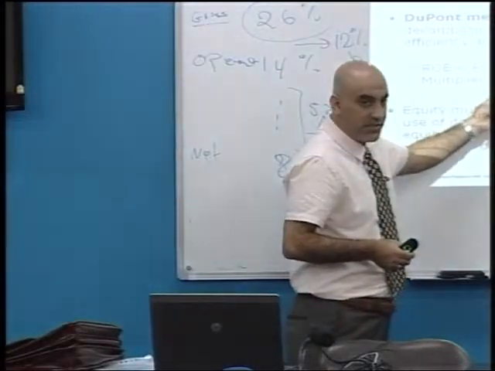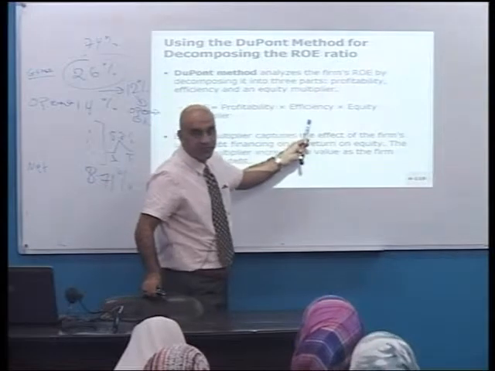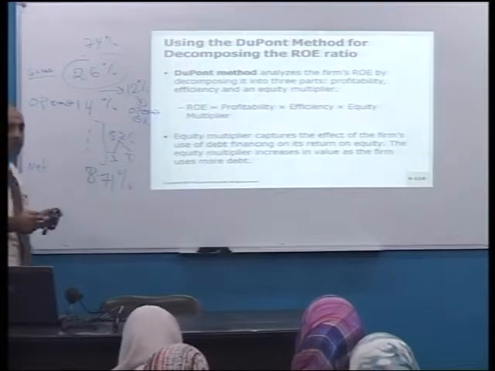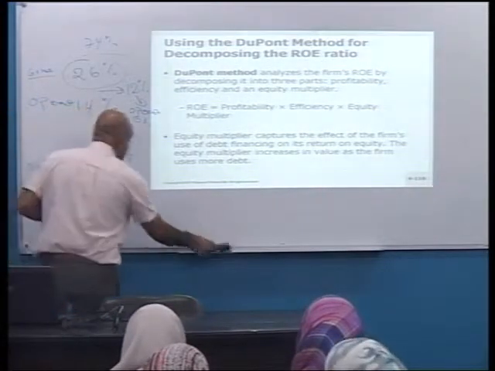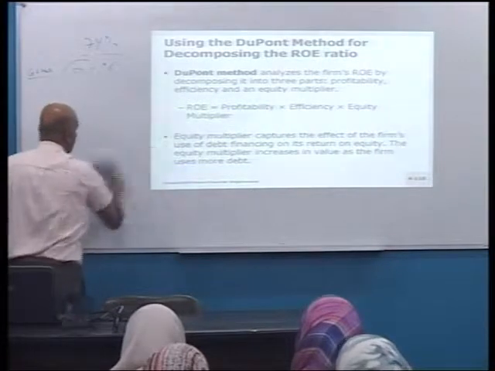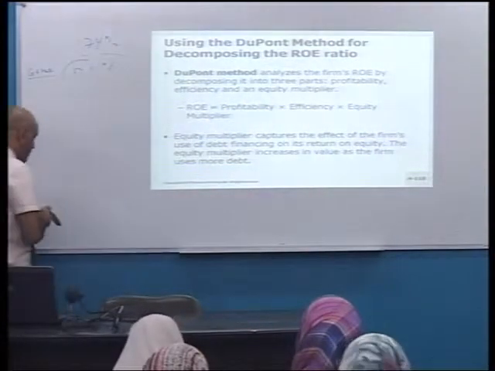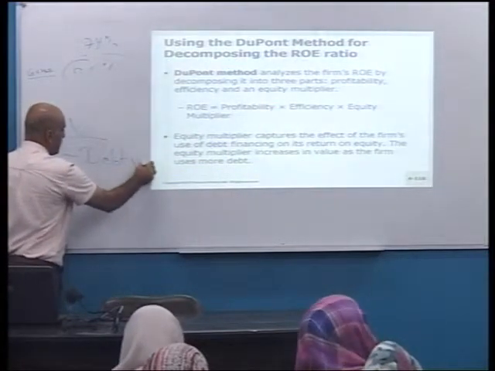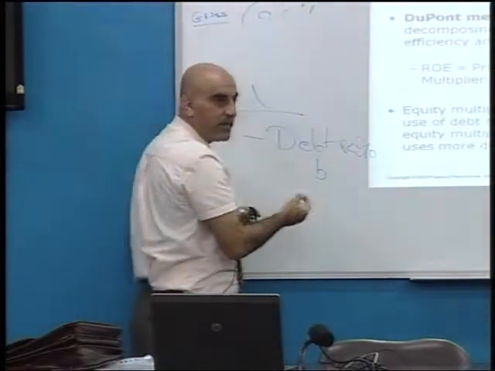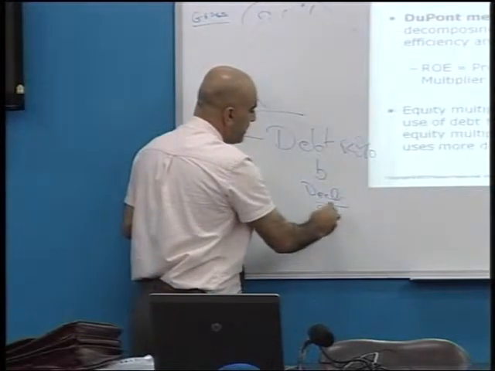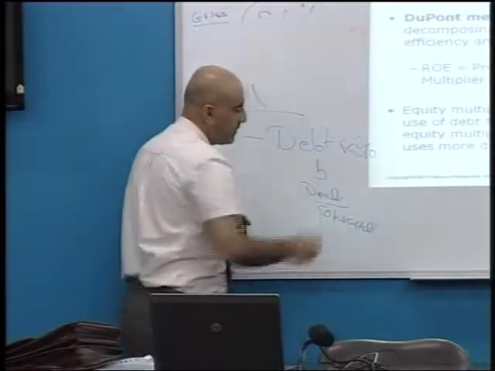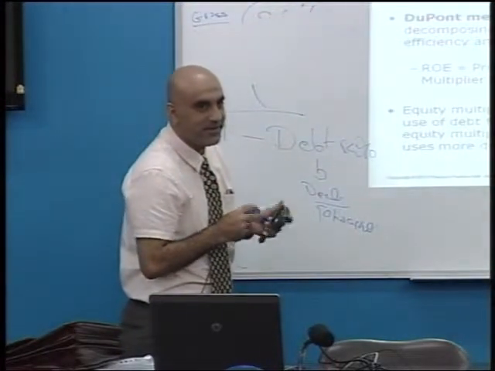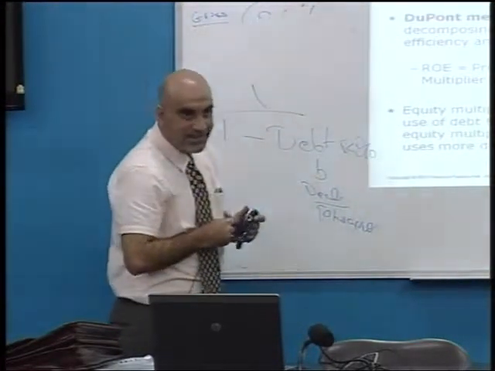We talked about the profitability ratios, we talked about the efficiency ratios, but now the equity multiplier. What does the equity multiplier mean? Yes, 1 divided by 1 minus the debt ratio. And the debt ratio is calculated by the debt divided by the total assets, or total liabilities and equity. Careful. Okay? Total liabilities and equity.